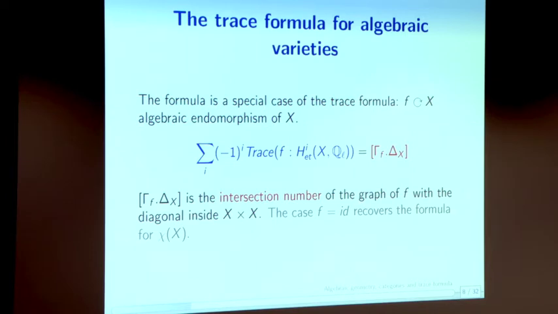So this intersection number is really on the algebra side. It's something you can compute purely algebraically, and the left-hand side is on the topology side. Of course, when F is the identity of X to itself, this recovers the formula we just had, because the trace of the identity becomes the alternating sum of the dimensions, and this intersection number becomes the self-intersection of the diagonal, and the self-intersection of the diagonal can be computed using this Hodge cohomology.